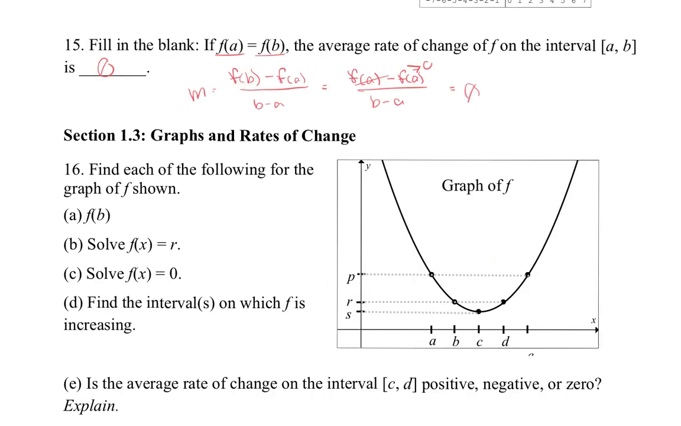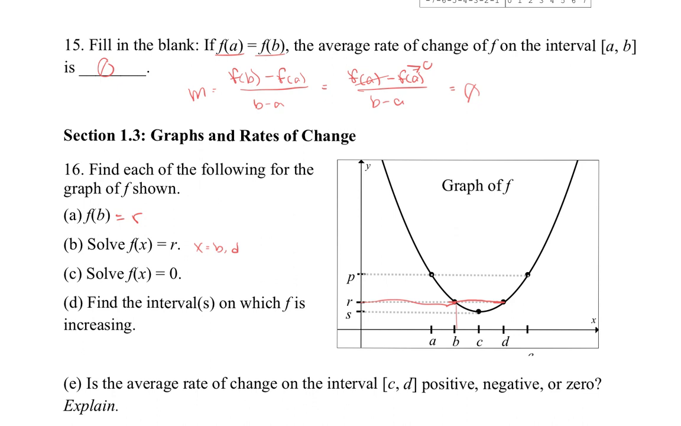Moving on to section 1.3, graph some rates of change. So for each of the following A through E, we need to figure out the answer from f. So here, f of b, b just goes right up to r, so we know that f of b is equal to r. Next question is f of x is equal to r. Notice how we drag r over, it lines up with b, but also lines up with d. So here we would have x, b, and d are possible solutions.